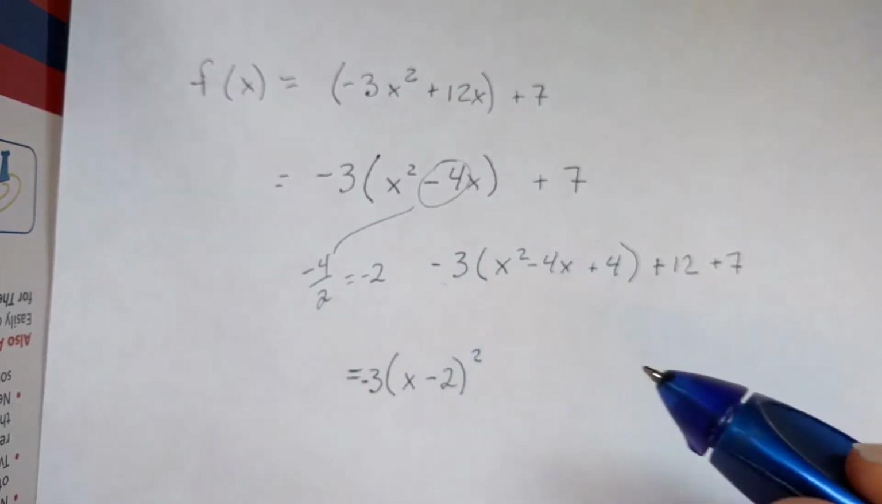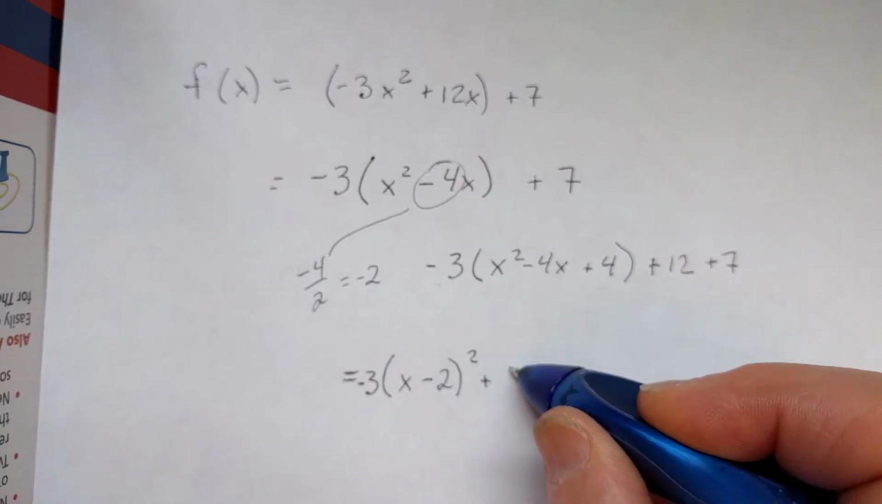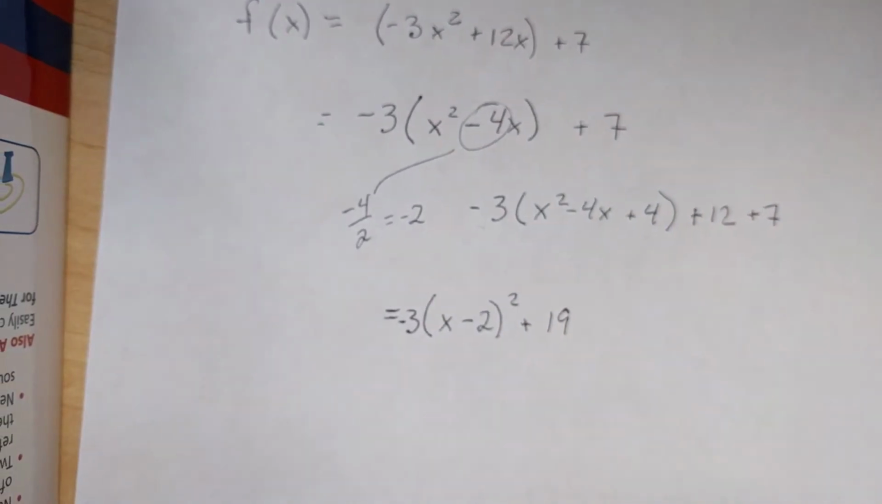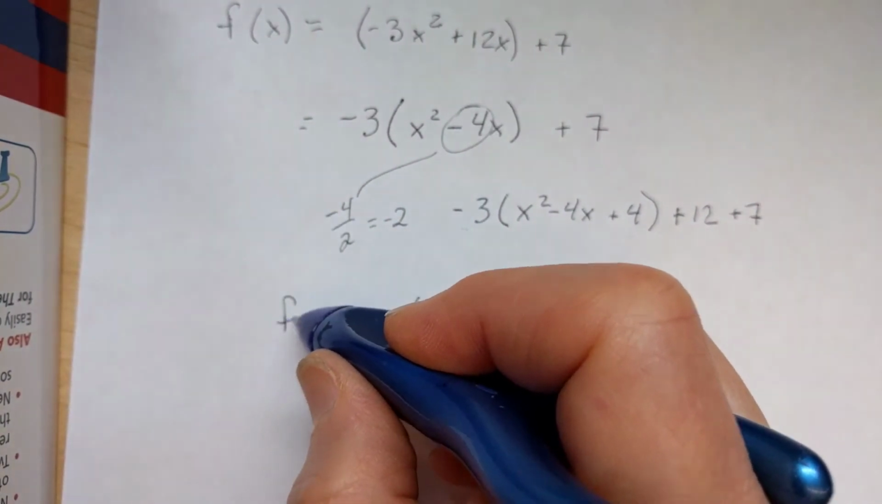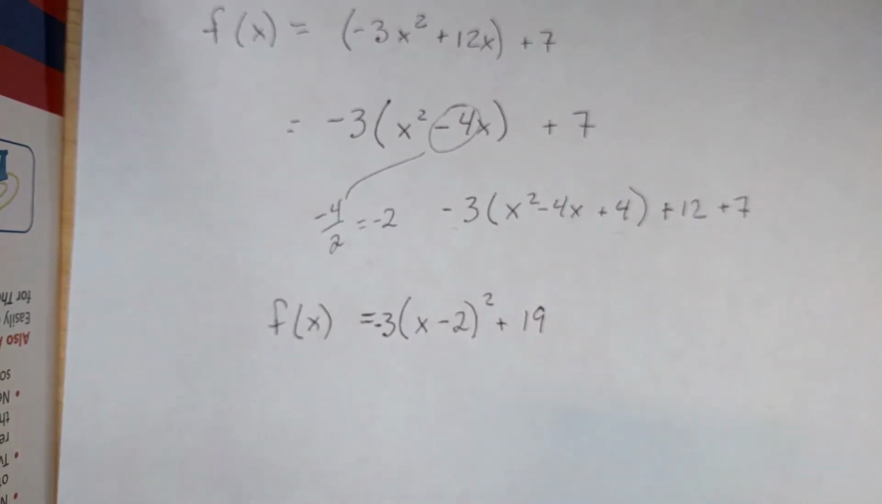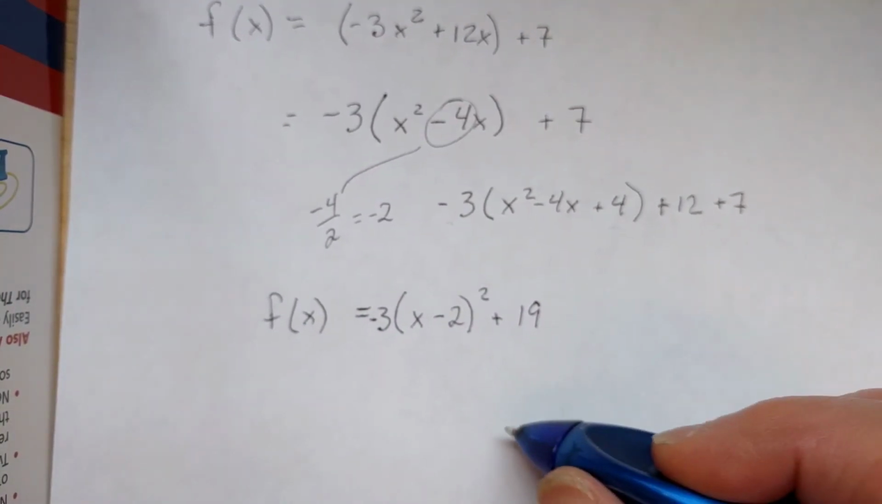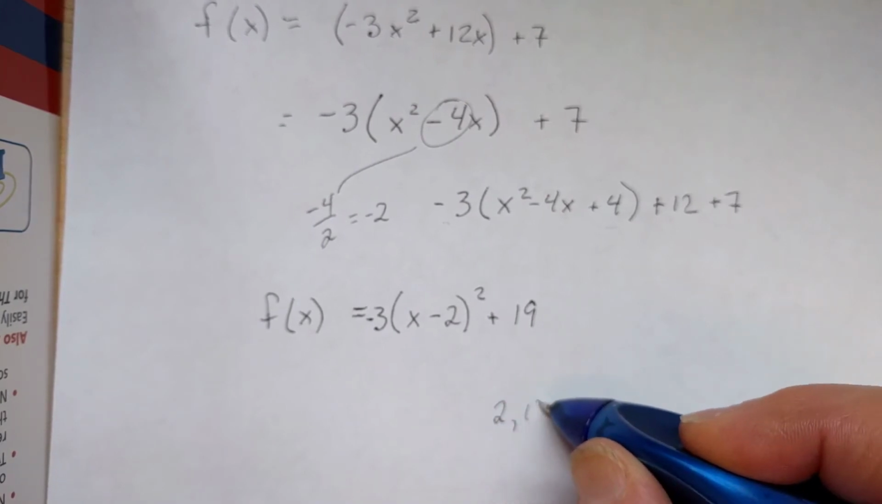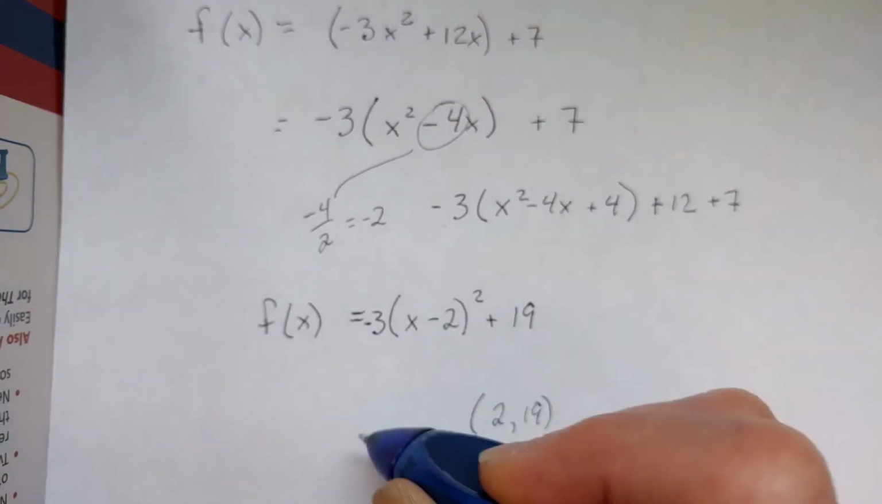This will give me my equation in vertex form: negative 3 times the quantity x minus 2 squared plus 19, where my vertex is the point 2, 19.